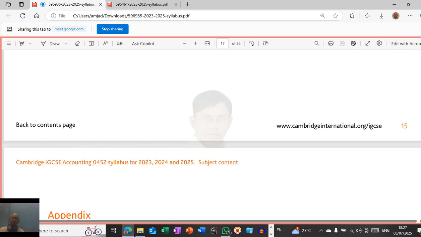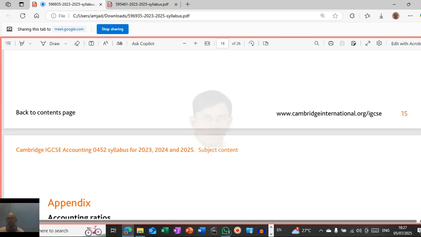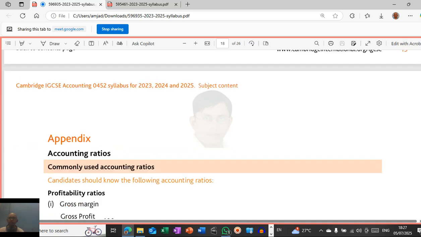Remember guys, this IGCSE is very important, because most of the topics discussed in IGCSE will again appear in the next level, that is AS and A levels. We'll just see what the important ratios are that you need to know.